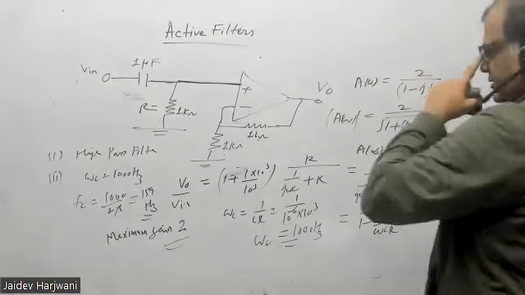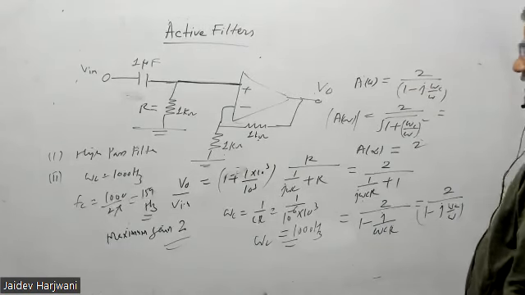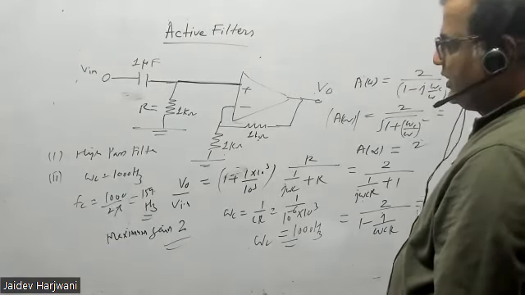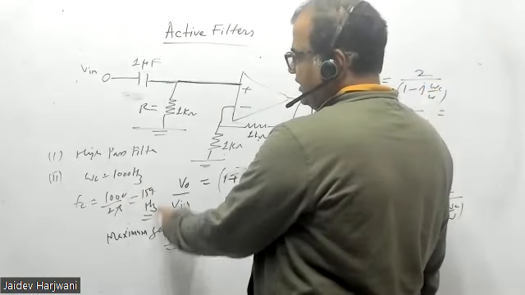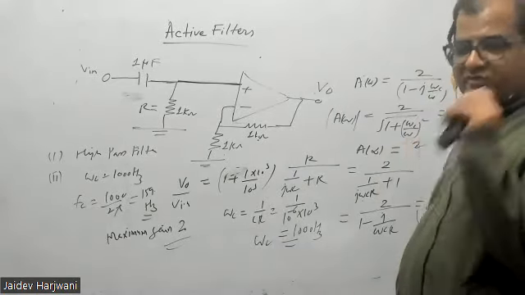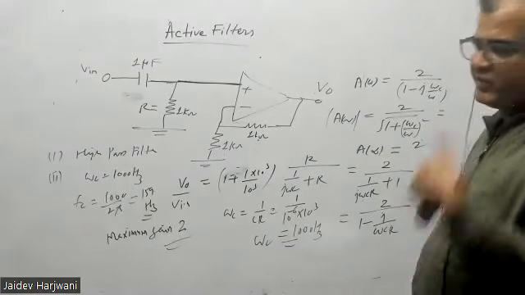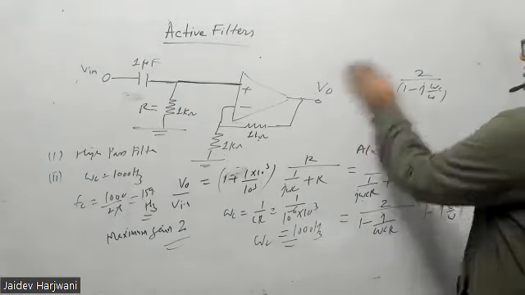Because it's not required, because I asked only the cutoff frequency. Okay, I want the cutoff frequency, I want the gain, and I want to know whether it's high pass or low pass. For that, you don't require the frequency. If you want to calculate the gain at a particular frequency, then you require that frequency where you want to get the gain. Okay. So in this question it is not required.